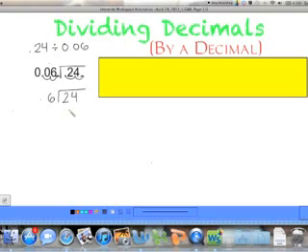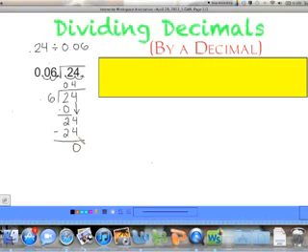Then we can ask ourselves, how many times does 6 fit into 2? Fits in 0 times. 0 times 6 is 0. 2 minus 0 is 2. Bring down our next number. 6 fits into 24 4 times. And 6 times 4 is 24. 24 minus 24 is 0.